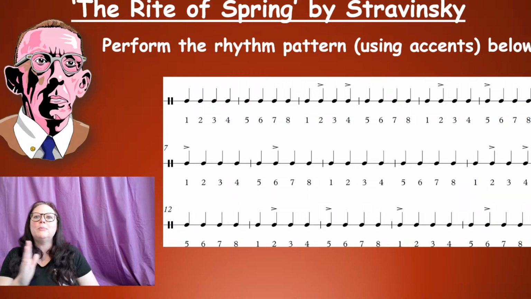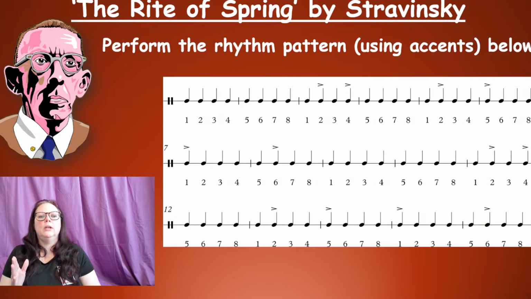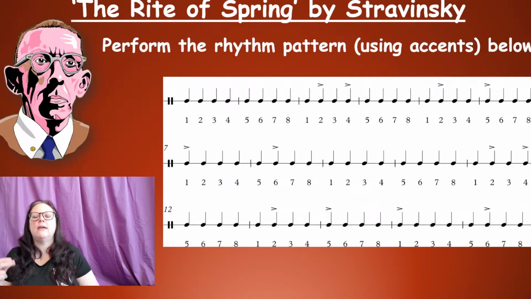So you can see the numbers underneath, and there are no accents at all in the first 8 beats. 1, 2, 3, 4, 5, 6, 7, 8. 1, 2, 3, 4, 5, 6, 7, 8.